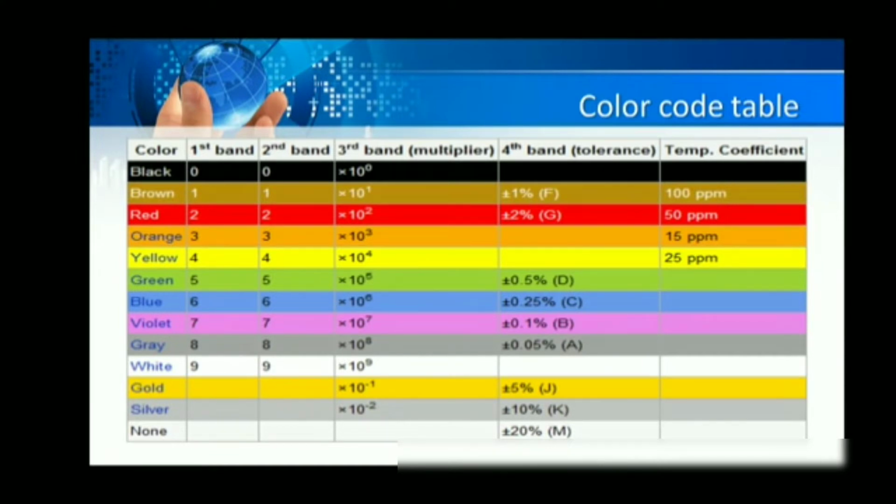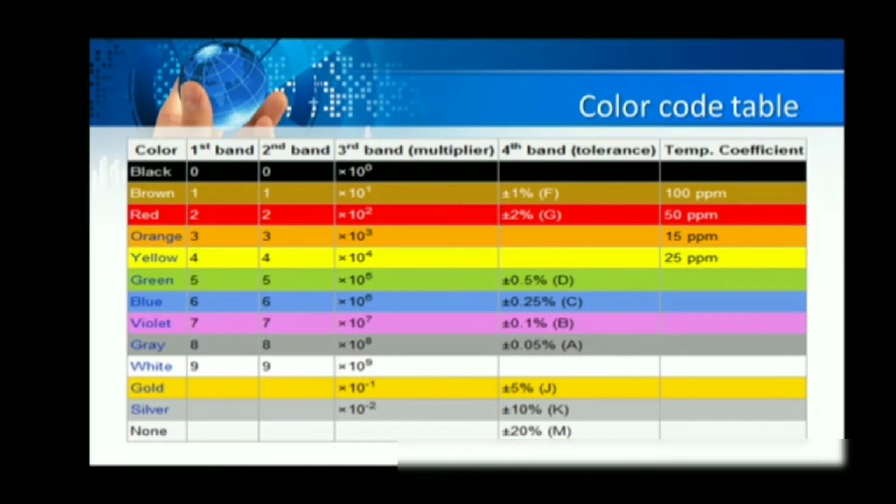We assume that a resistance value is brown, black, red. The first strip is brown, so the value is 1. Next one, black, that is 0. The second band is black, that is 0. The third band is red. The multiplication factor for red is 10 power 2. So if a resistor has a code of brown, black, red, that is a 1K resistor.